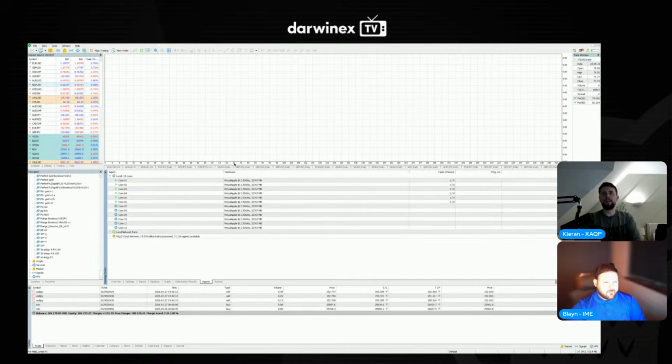Another way of checking robustness is using different data sets. So me and Kieran are trading on Darwinex. Naturally, we're testing on Darwinex data to make sure that it's going in line with what it is. You can use Dukascopy data, and you will get different results. The lower the time frame, the bigger the results difference that you'll see.